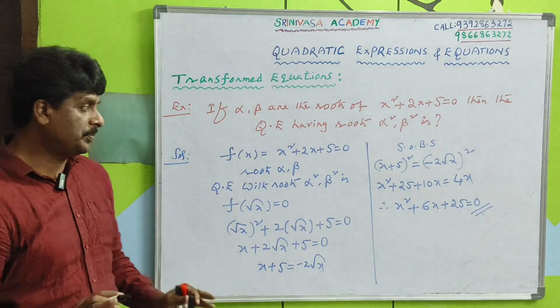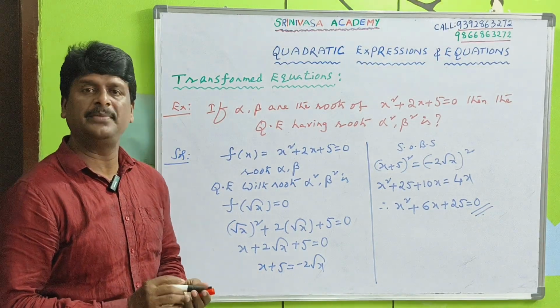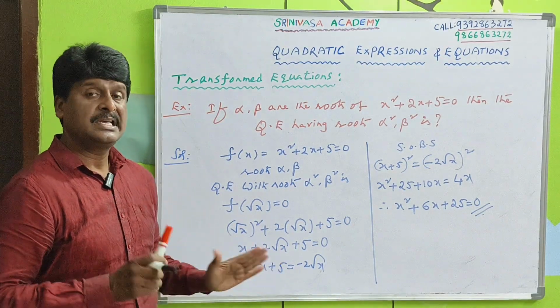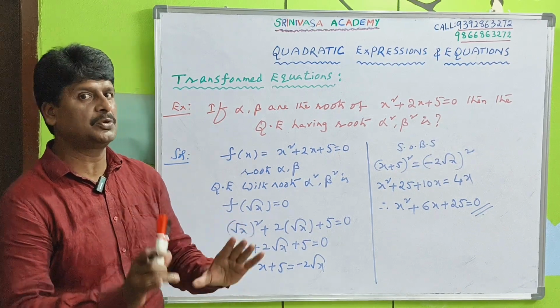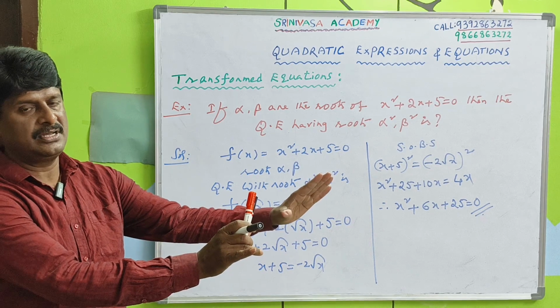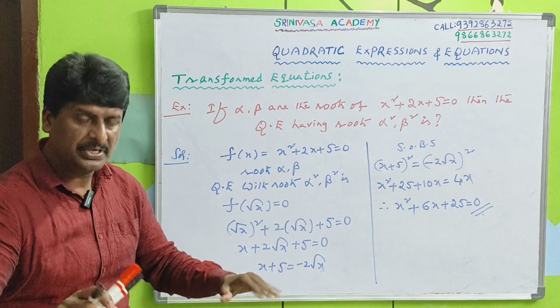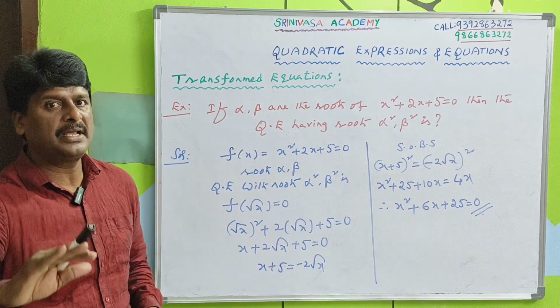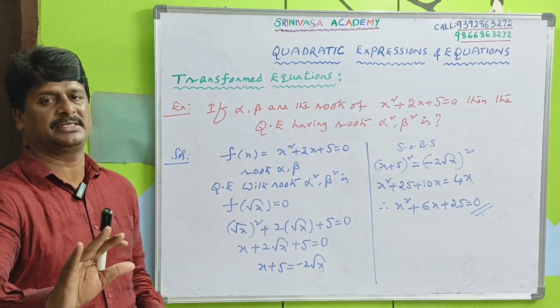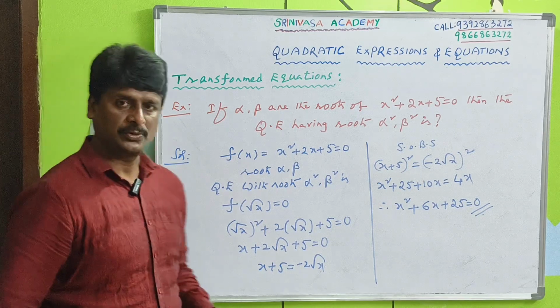Very simple, but extra part is to eliminate square root from this. Even though transformed equation having roots as cubes of those of given equation, in that also we get cube root. We have to eliminate cube root from that equation by applying the operation cubing on both sides. Okay, let's go to next question.